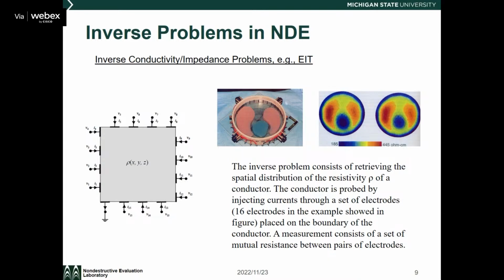So this is the inverse conductivity impedance problem, where most of the time you'll deal with DC and low frequency problems.